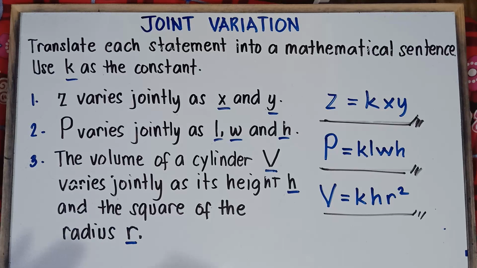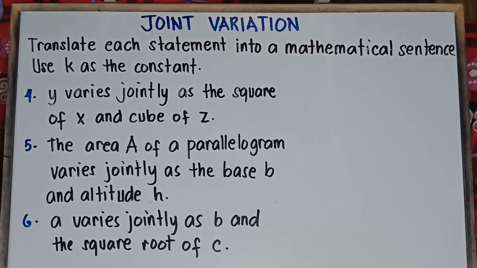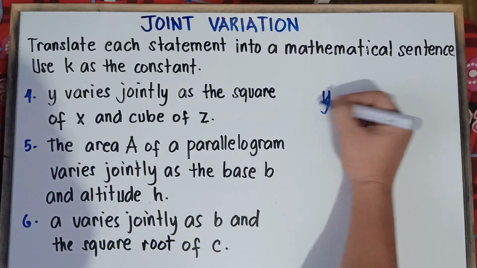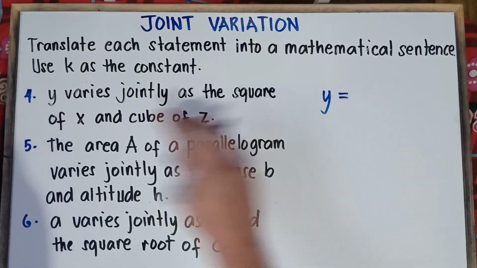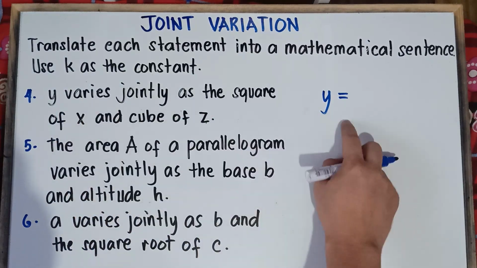Alright, so let's have more examples, class, for you to really understand this one. Let's proceed now to example number 4. Y varies jointly as the square of x and cube of z. How will you write this one, class? That's correct. Simply copy y, and copy the equal sign. So once again, y varies, so that would be y equals.